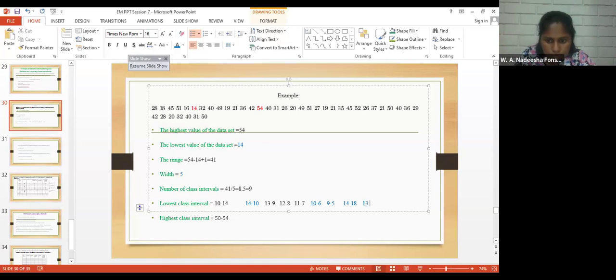Then 13 to 17. 12 to 16. 11 to 15. Yes. 10 to 14.